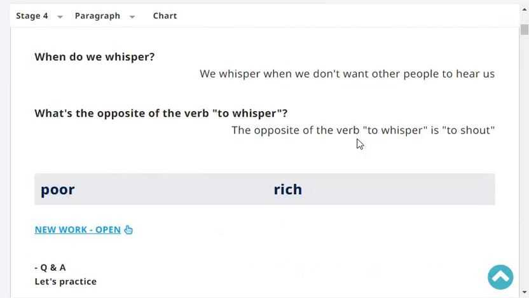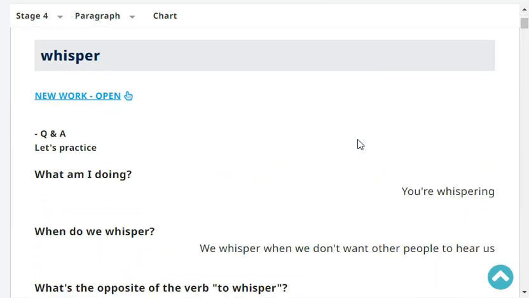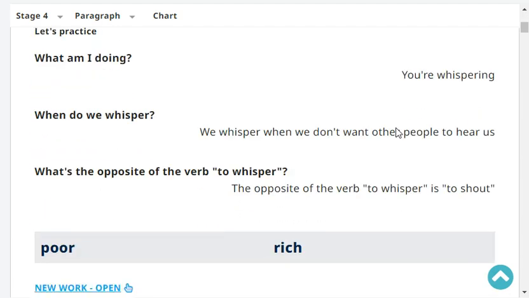Ready? Here we go. What am I doing? You're whispering. When do we whisper? We whisper when we don't want other people to hear us. Very good. What's the opposite of the verb to whisper? The opposite of the verb to whisper is to shout.